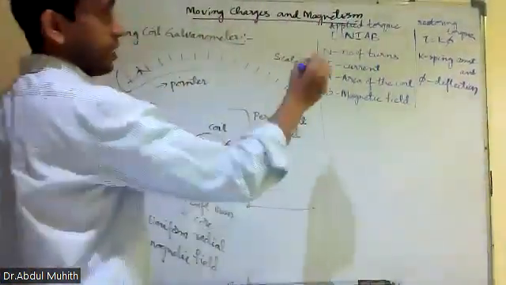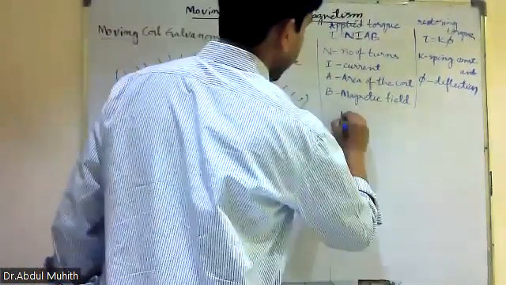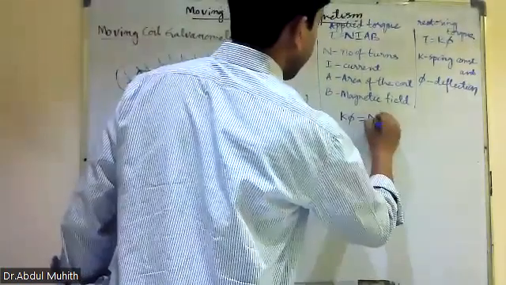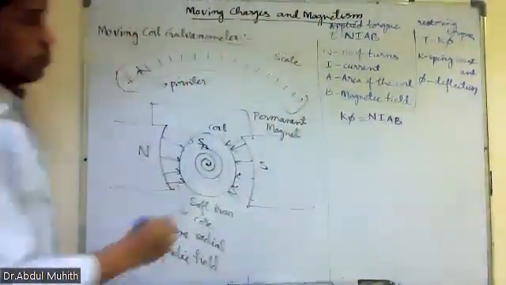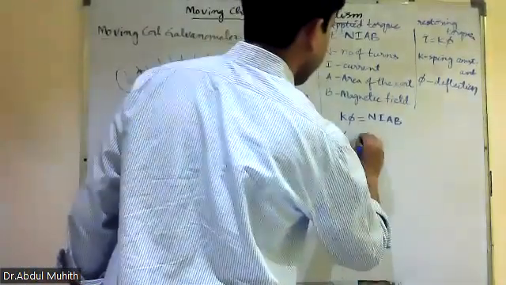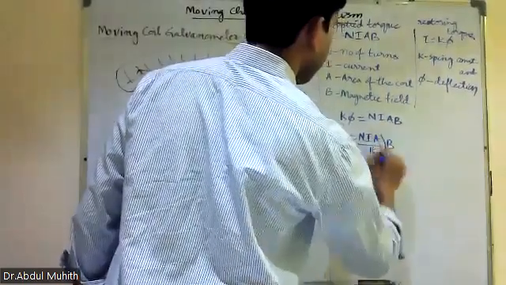So we are taking applied torque equal to restoring torque. Therefore we get K phi is equal to NIAB. Now phi is equal to NIA divided by K into B, because all these are constants.